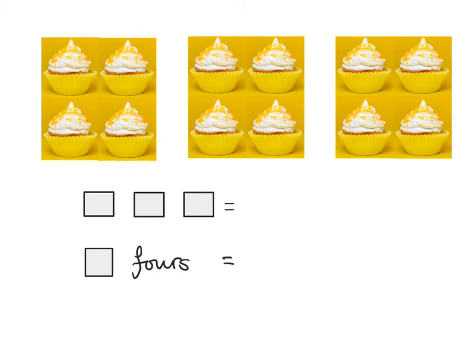So first of all, let's think of these as additions. So we have 4 and 4 and 4. If we add 4, 4 and 4 together, and we can count them 1, 2, 3, 4, 5, 6, 7, 8, 9, 10, 11, 12. So 4 and 4 and 4 is 12. We could also say that 3 4s equals 12.